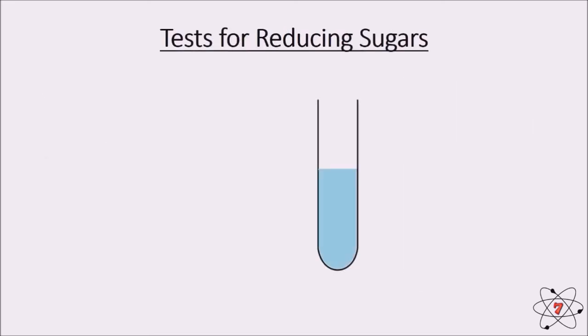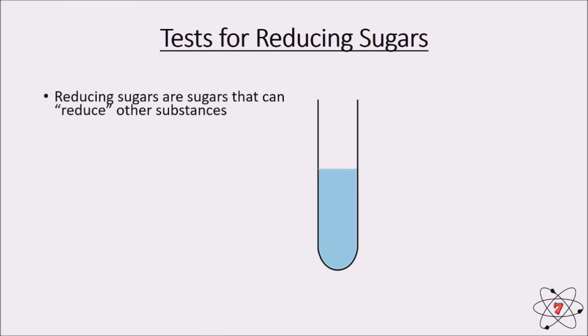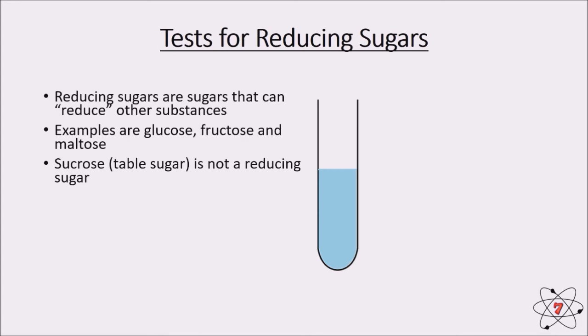Our next test is the test for reducing sugars. Reducing sugars are just a special type of sugar that reduce down into other substances, and I don't want to go into the chemistry of that too much right now, but all we need to know is that examples of reducing sugar are common sugars like glucose, fructose, and maltose, but table sugar, which is the sugar that we use in everyday life, is not a reducing sugar.